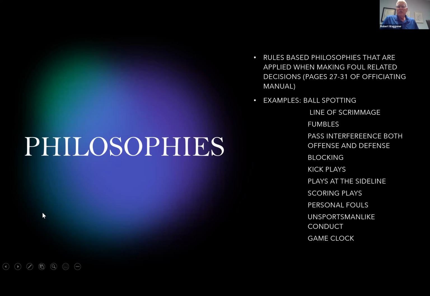Philosophy is basically based on rules that are applied when making foul decisions. If you look in the manual, they're noted on pages, and you can see from those examples, all laid out in the book, what they affect. Those philosophies are going to have a huge impact on whether or not you're going to call a foul. It doesn't mean it doesn't meet all the criteria, but what it is lacking is the application of the philosophies to that particular play.